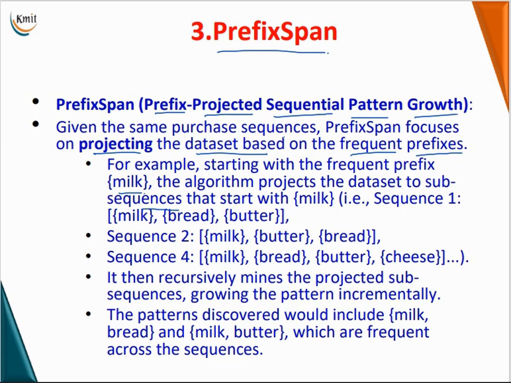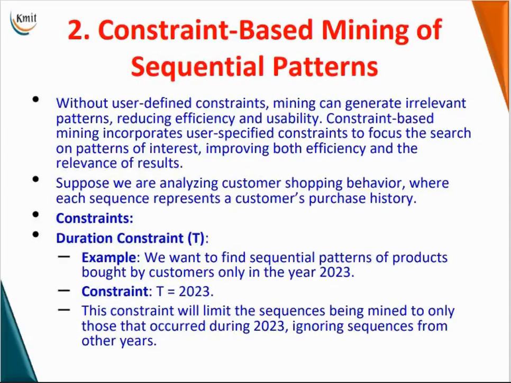That is sequence 1: milk, bread, butter. Sequence 2 also has the prefix milk: milk, butter, bread. Sequence 4 also has the prefix, first it has milk, bread, butter, cheese. It recursively mines the projected subsequences, growing the pattern incrementally. The patterns discovered would include milk and bread, milk and butter, which are frequent across the sequences.